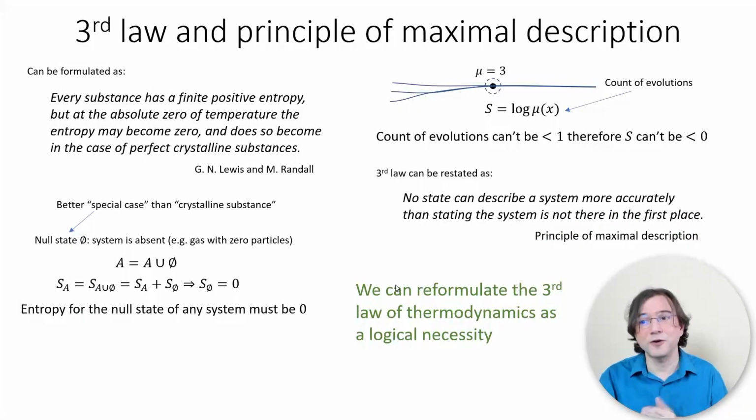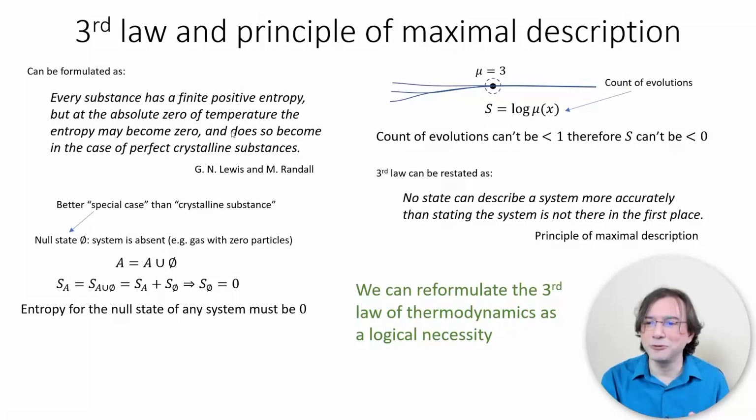Now, there is also a third law in thermodynamics, and there are different formulations of the third law. The one that is most convenient for us, because it's easier to understand how to recover it, is the following. Every substance has a finite positive entropy, but at the absolute zero of temperature the entropy must become zero, and does so become in the case of perfect crystalline substances. Now, we don't really want a fundamental principle involving crystalline substances. So a better zero for our entropy is the idea of a null state, of a null system, the system that is absent.